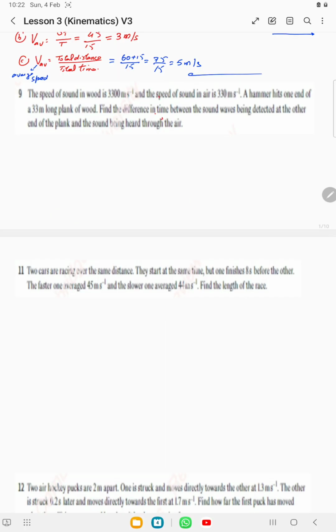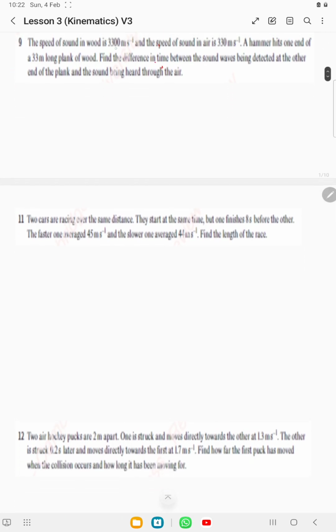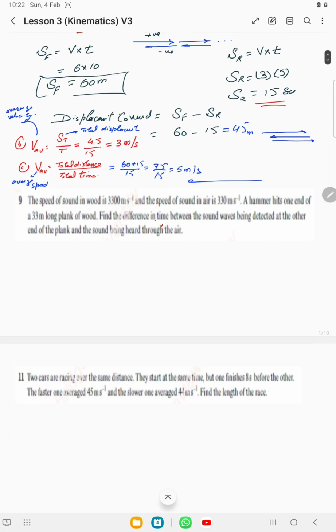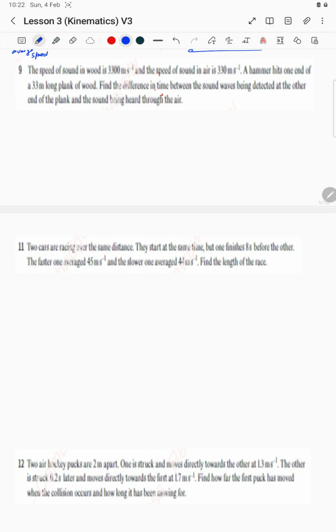Okay guys, in this question it's written that the speed of sound in wood is 3300 meter per second and the speed of sound in air is this. So we can start writing the first two cases, speed in air and speed in wood. Two different things we have. So speed in air, that is v, is given to be 330 meter per second, and in wood it is given that 3300 meter per second.